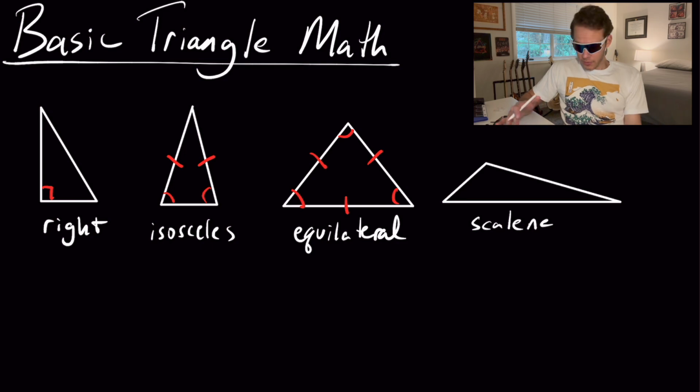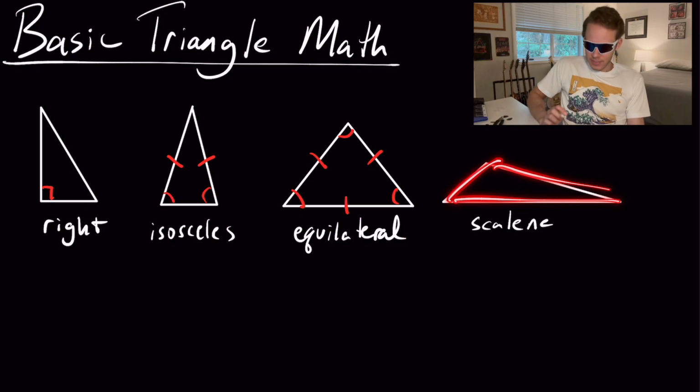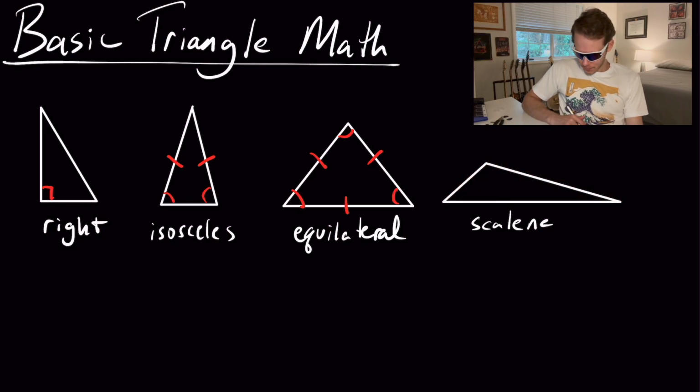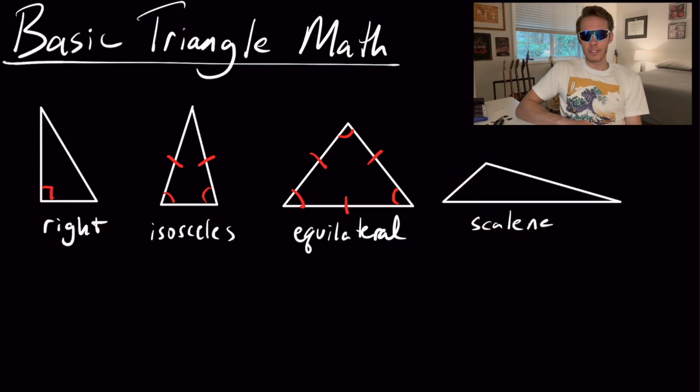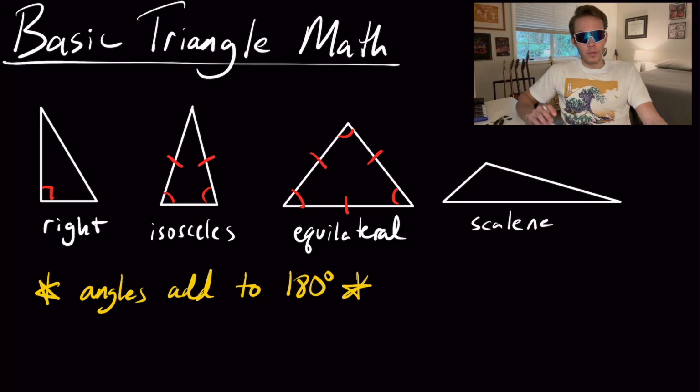The last type of triangle you'll see is a scalene triangle, and this is where no sides are equal to each other. So every single side has a different and unique length. And then also the angles will have different values as well. The only difference between a scalene and a right triangle is that in the right triangle, one of its angles is 90 degrees.